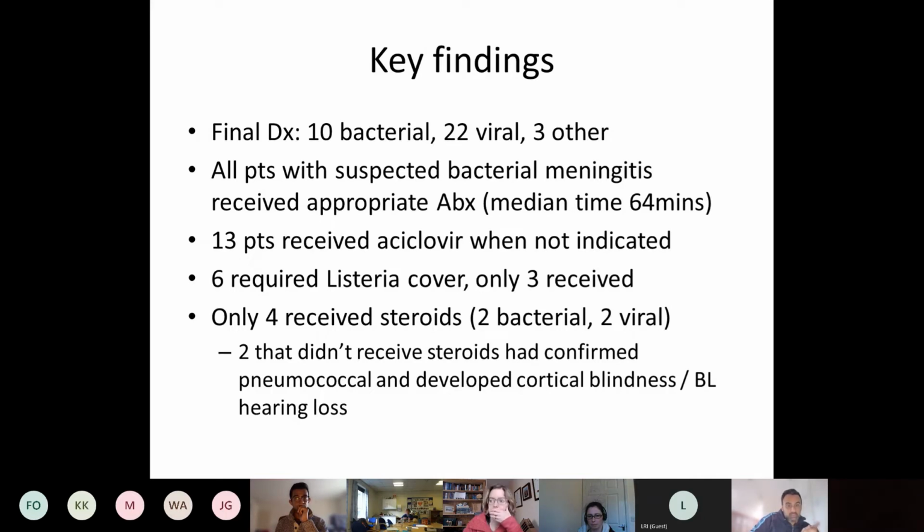And the 2 that didn't receive steroids had confirmed pneumococcal disease and actually ended up developing cortical blindness and bilateral hearing loss. So, you know, obviously a missed opportunity there.